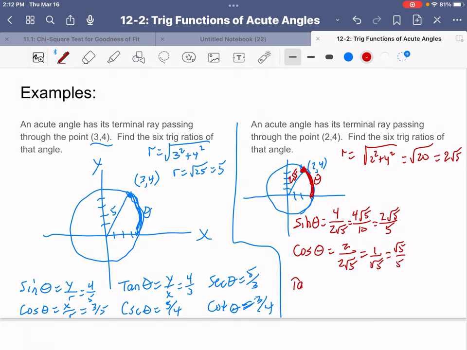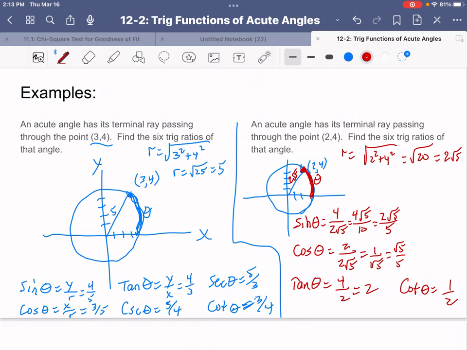The tangent of theta is the y-coordinate over the x-coordinate. Oh, I like that. So now, doesn't that say that the cotangent of theta is really easy? Just flip that. The reciprocal of 2 is 1/2.